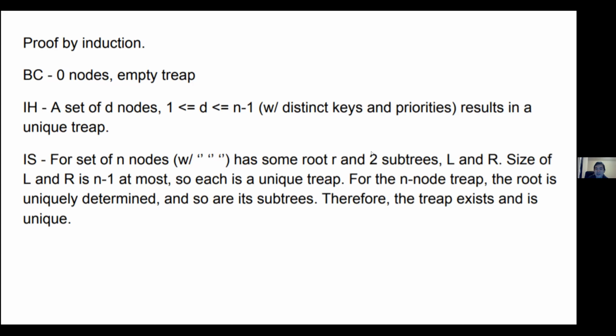Everything smaller than R will go to the left, and everything larger than R will go to the right, in terms of keys. And since the root is gone, the size of L and R is at most n minus 1. So each is a unique tree based on our induction hypothesis. For the n node tree, the root is uniquely determined, and its subtrees are also uniquely determined by the BST invariant. So the tree exists and is definitely unique.